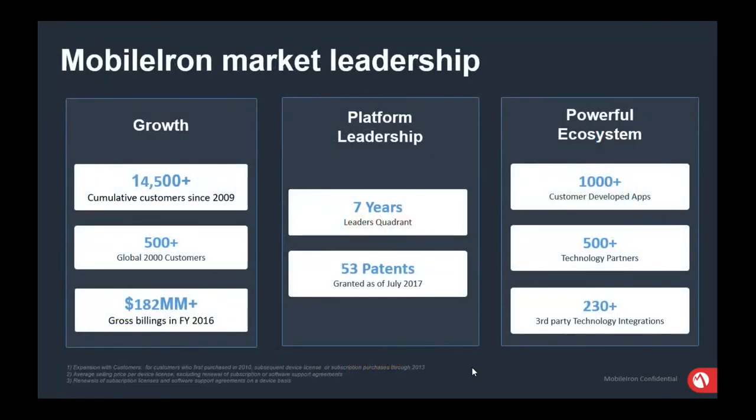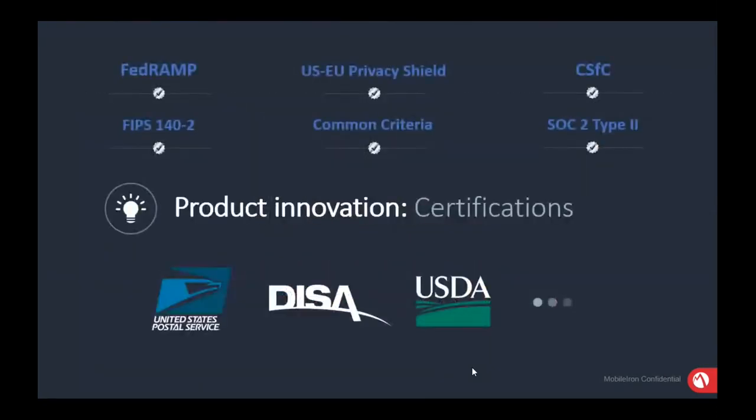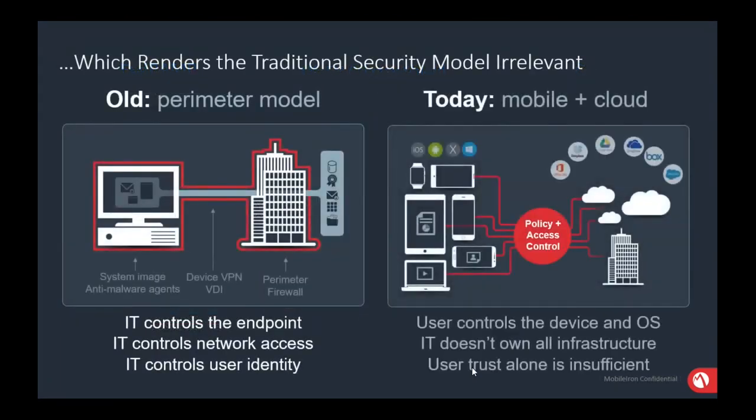So let's talk about MobileIron. MobileIron has more than 14,500 customers, globally more than 2,000 customers, and for 7 years they have been a leader in the quadrant, and they have won 53 total patents. These are the industry standard certificates supported by MobileIron. And like I said, IT's main concern is to secure whoever is accessing the data, whether it's on premises or on the cloud.